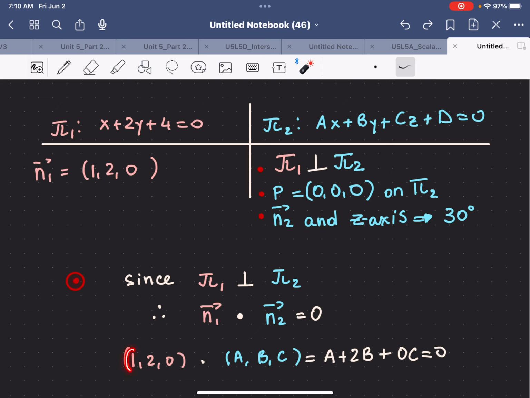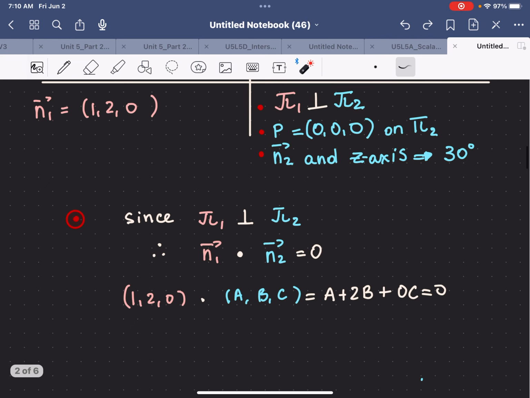So remember that to dot product two algebraic vectors, because normals are practically vectors, or represented by vectors, all we have to do is multiply the x's together. So 1 times A is A, multiply the y's together, so 2 times B is 2B, and multiply z's together, so 0 times C is 0C. So in a more simplified form, we're going to have A plus 2B equals 0.